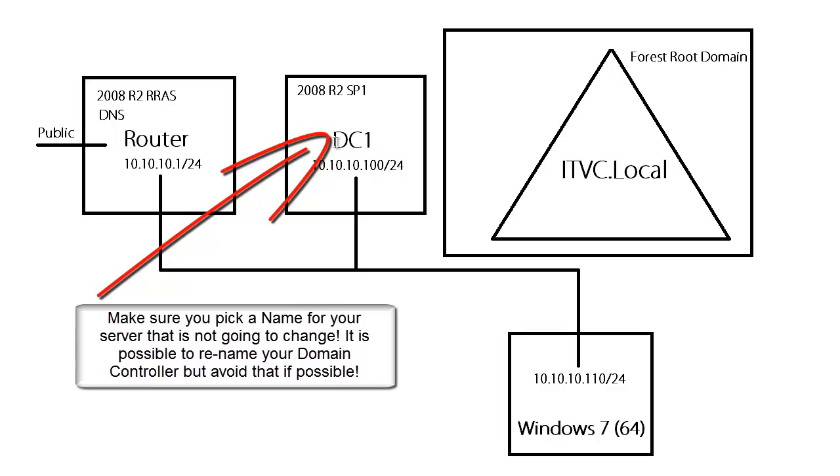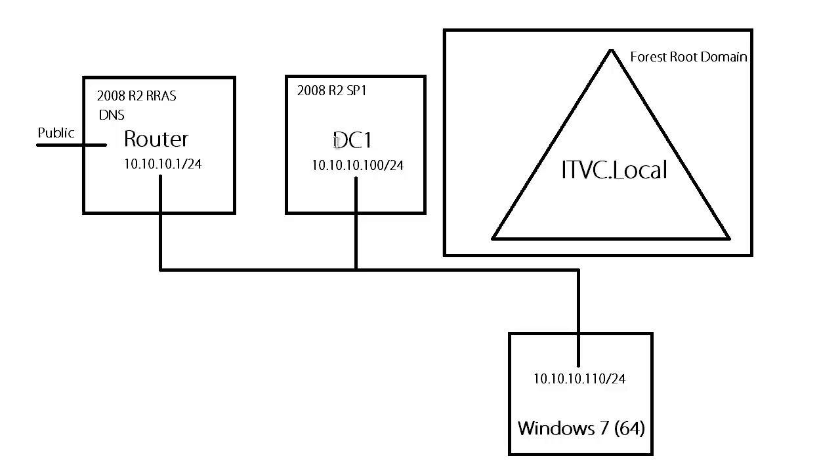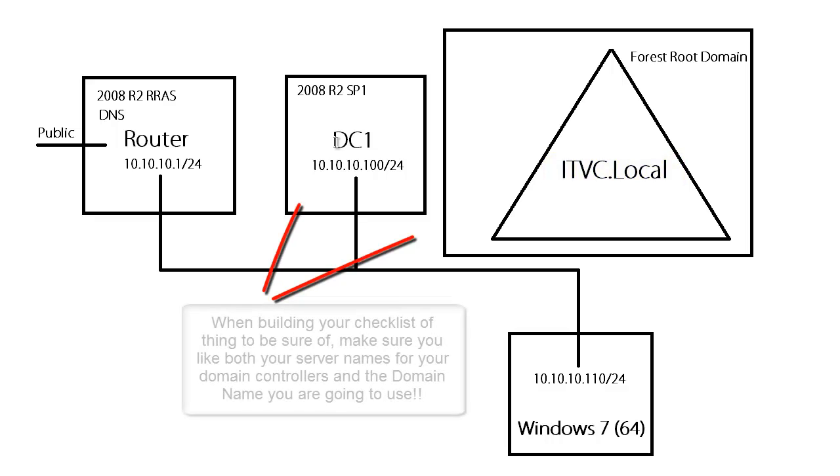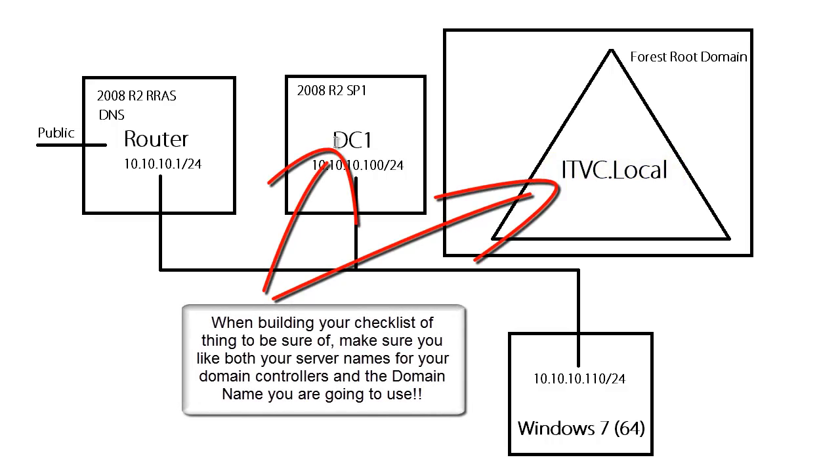Now, with certain domain functional levels, you actually have the ability to rename the domain controller. But even though, depending on the domain functional level, you have that ability, it's a good idea to avoid that at all costs and try to avoid having to rename your domain controller. We can also do the same thing with our domain. We can perform a DCPromo, and we're going to give our domain a name. And in this example, we're going to use itvc.local. And for sure, we could change our mind and want a different name later. But changing the domain name is also a big hassle.